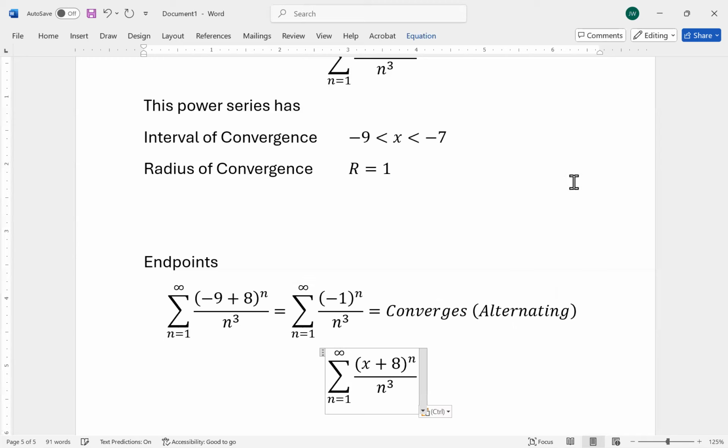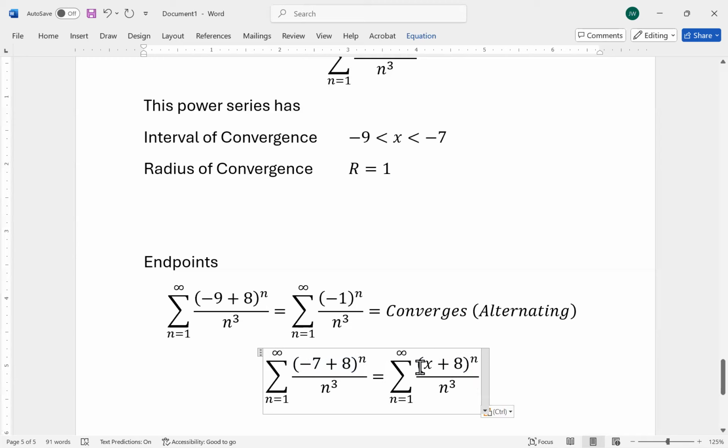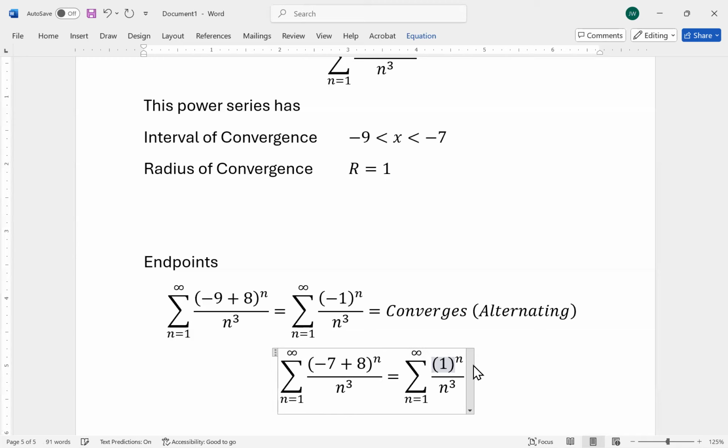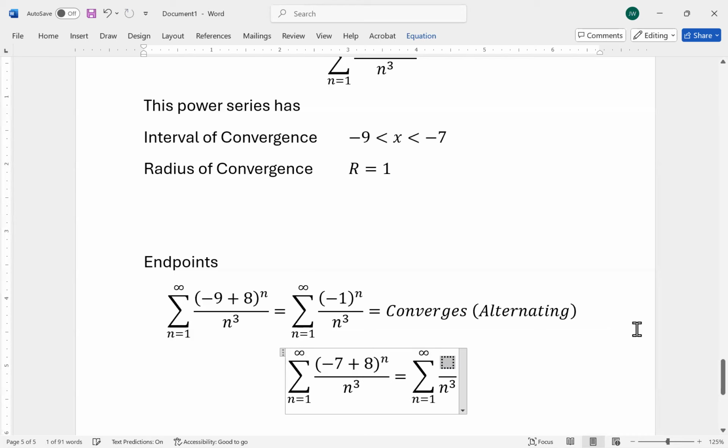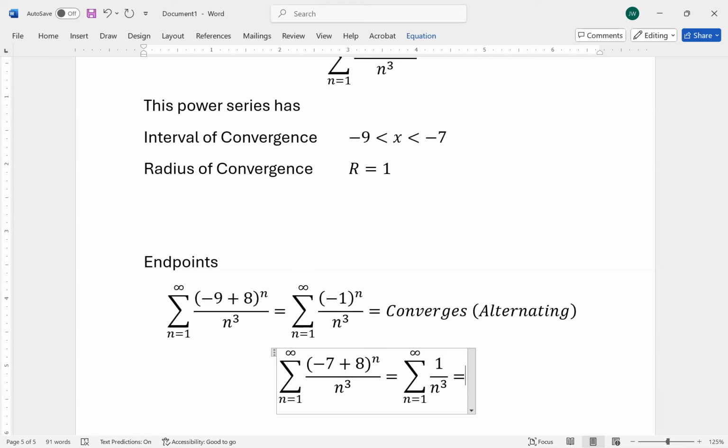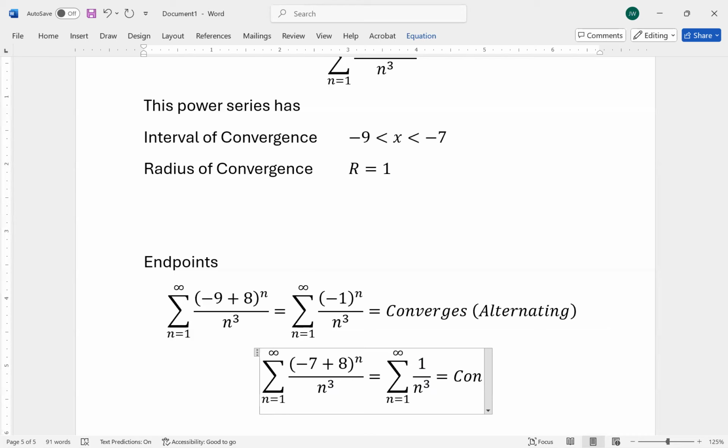With the other endpoint, when I plug in a -7, I end up with the infinite sum of 1 raised to the nth power over n to the third, which is the same thing as just 1 over n to the third. This is a p series, and the p is 3, so this also converges.